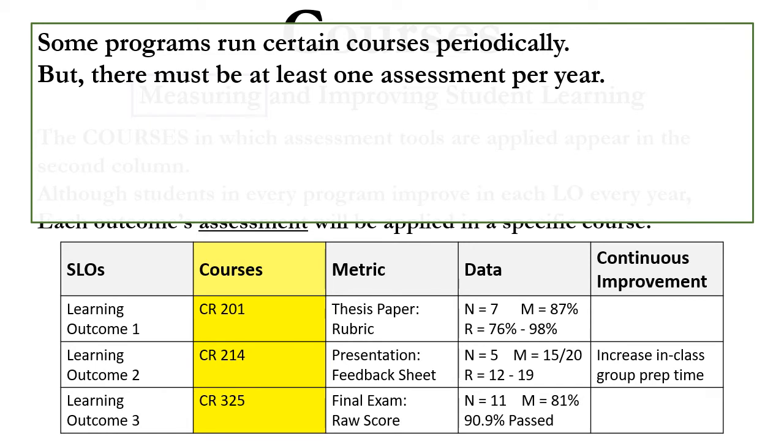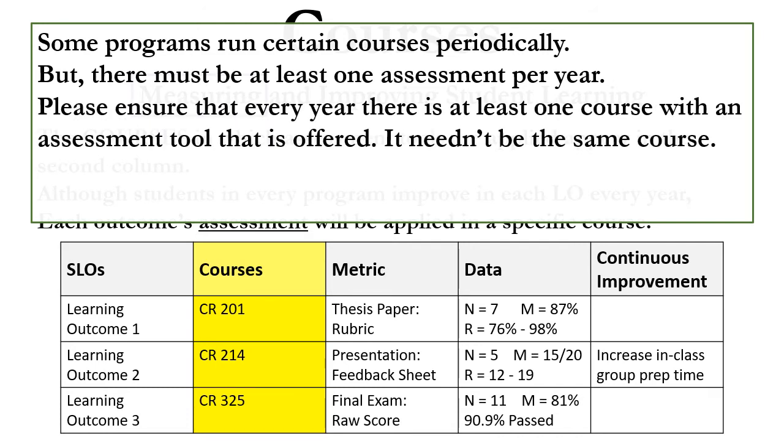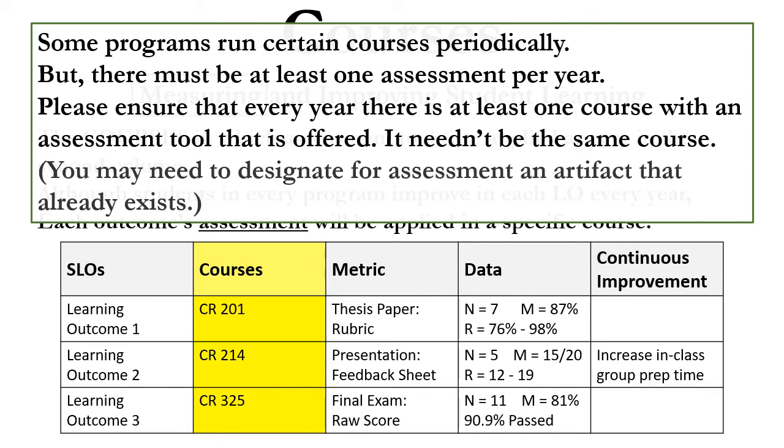So regardless of what courses are offered in any given year or in any given semester, there's got to be at least one assessment that is done. Please ensure that every year there's at least one course with an assessment tool that is offered. It doesn't have to be the same course, but there does need to be some kind of assessment every year. You may need to designate an artifact that already exists for an assessment. So in other words, if you don't have a tool for an assessment this year, look for one, perhaps in a project or some kind of assignment that is done by students in a course at least every year.